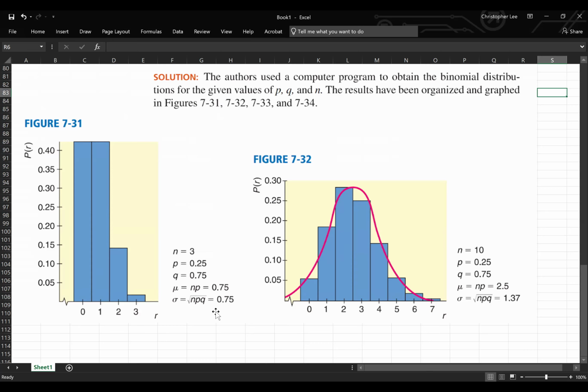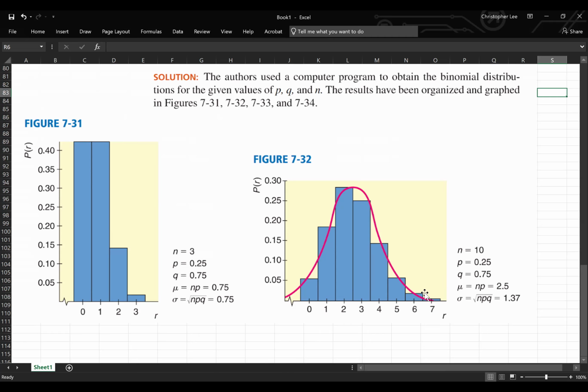Now, when we approximate this to a normal distribution, which is what you're seeing in figure 7.32, right? So we're going from 0 to 7, right? Everything after 7 is just 0. Remember when we're doing the binomial distribution, how some of the numbers towards the end would just be 0, 0, 0, 0, 0? That's what this is right here, right?